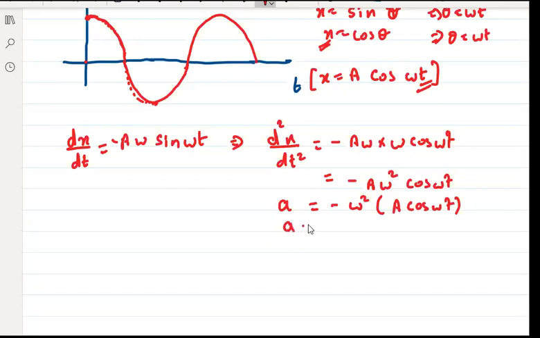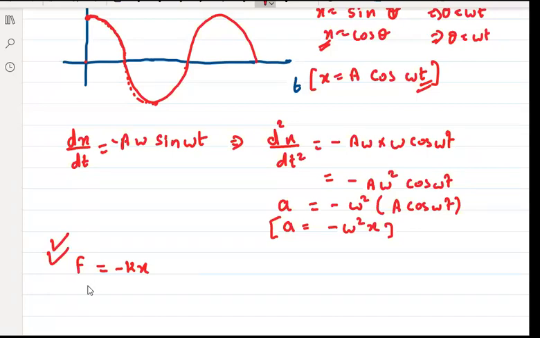So I can say the acceleration is minus omega square x. But we know that when we talk about SHM, simple harmonic motion, the restoring force F restoring should be equal to minus kx. So if the motion is like this, it should follow this condition. Yes or no?